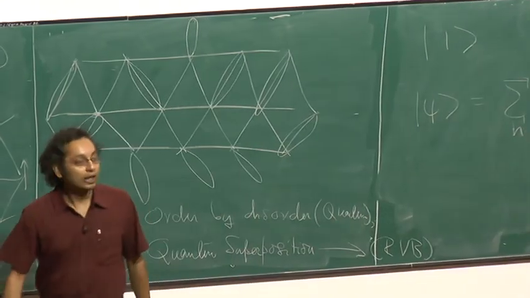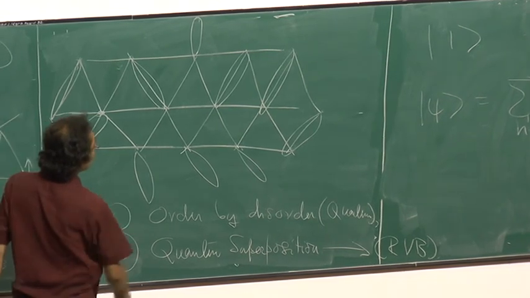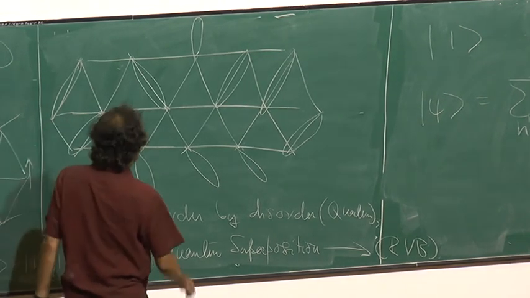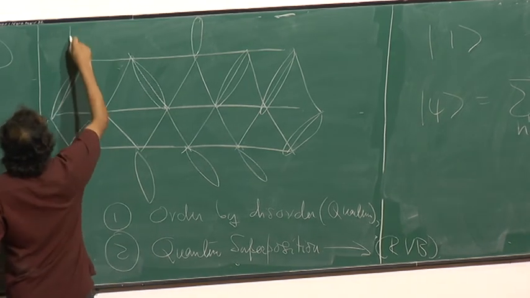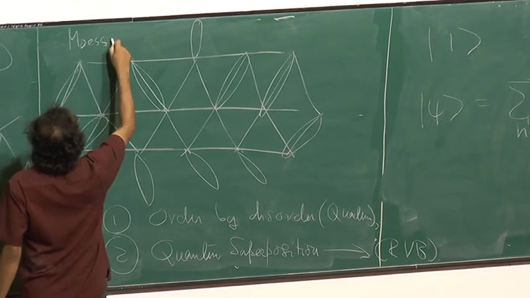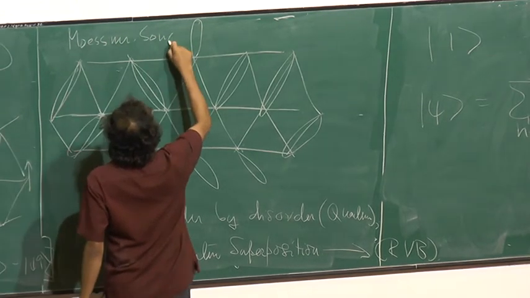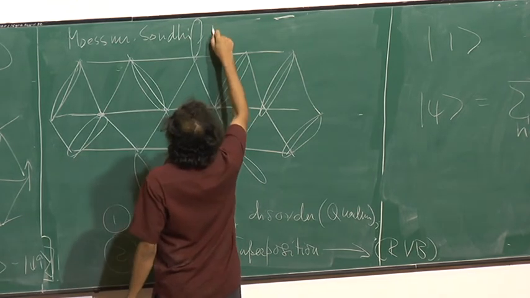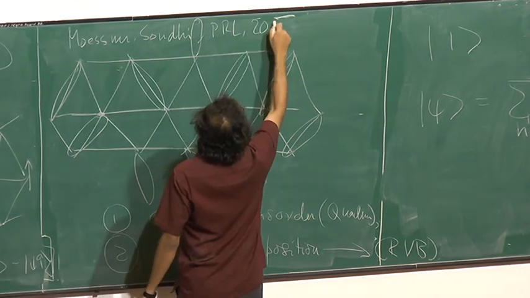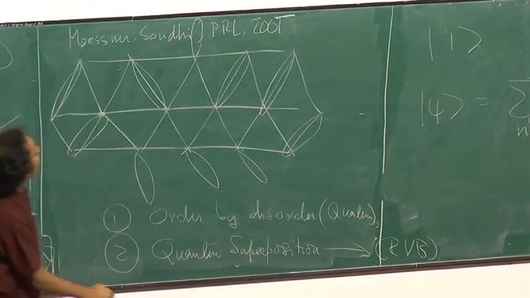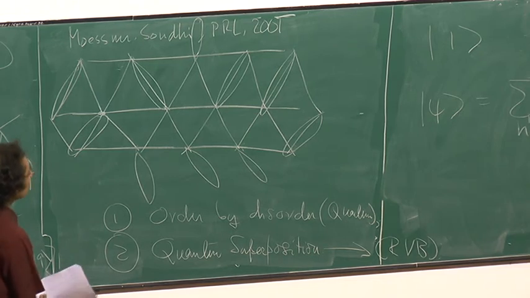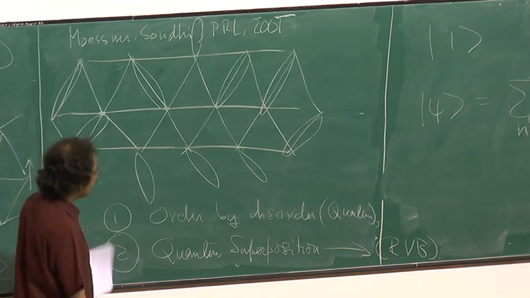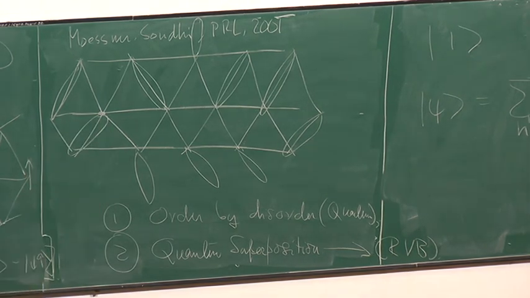Okay. And this particular problem of resonating quantum dimers on the triangular lattice, among several people, I think Moessner and others did it in a PRL in 2001, I think. That's a good reference to start with. There must be other references. Okay, so let's try to understand this picture more carefully.